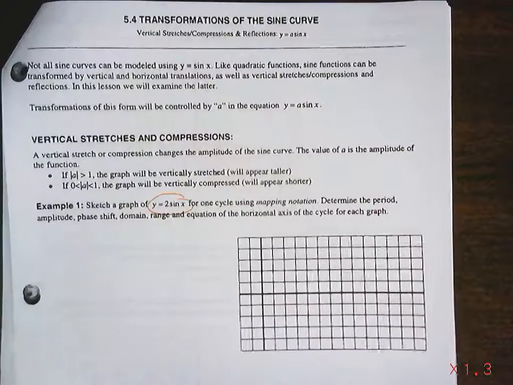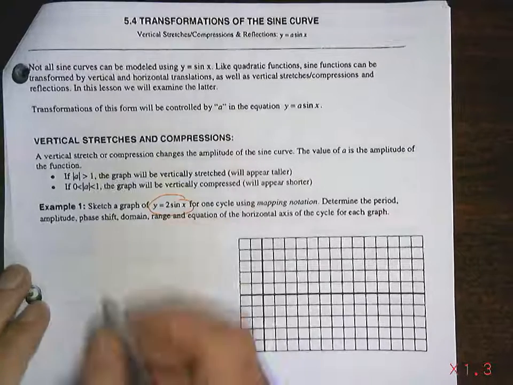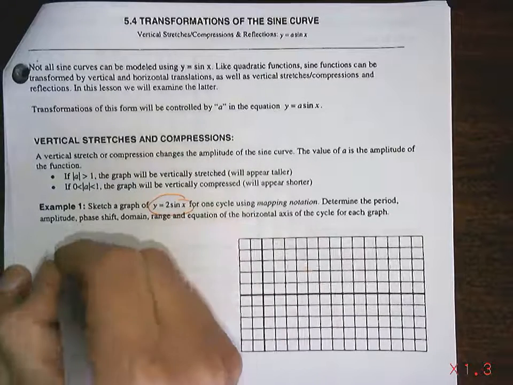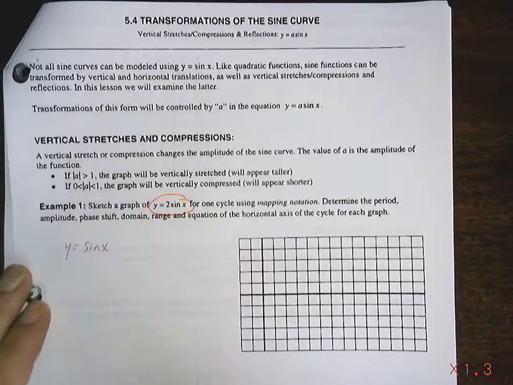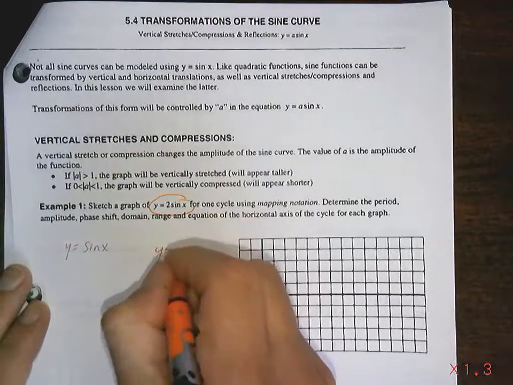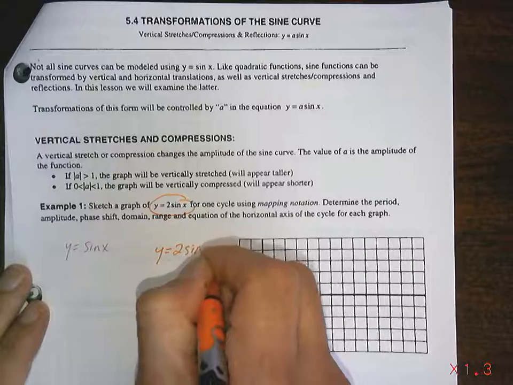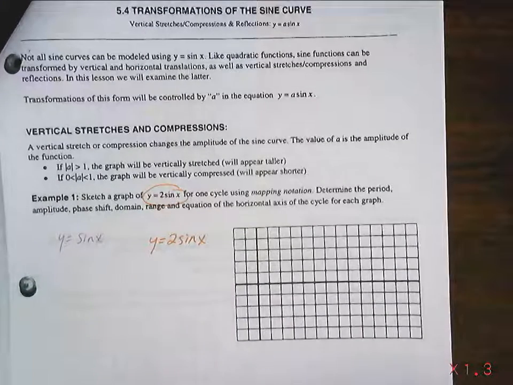Let's sketch y equals 2 sine x. Well, there's a couple of things here. Notice what the a value is. First, I'm going to sketch y equals sine x, to be honest with you. I'm going to sketch that first. And then, in a different color, I'm going to sketch this. Now, one of them is a vertical stretch of the other, so one of them should go up higher than the other.